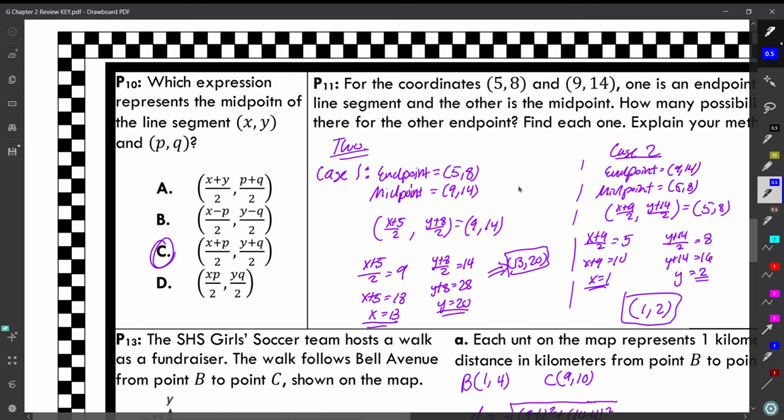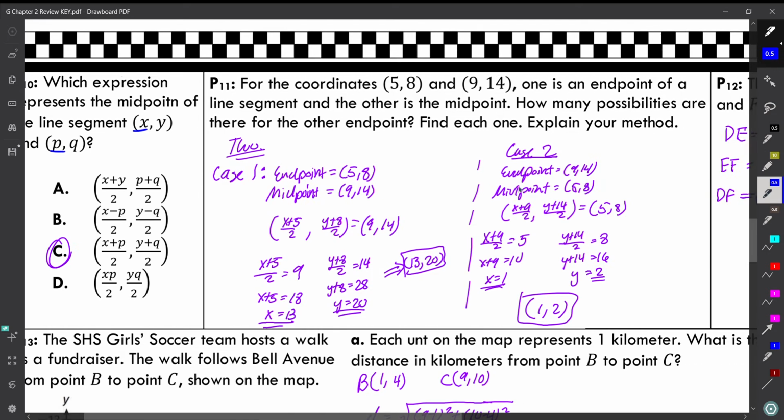Which expression represents the midpoint of the line segment XY and PQ? Okay, plug those into your formula. That's all I want you to do. So our X coordinates are X and P. X plus P divided by 2. The only one that has X plus P divided by 2 is C. I can stop there. I don't even have to check the Y's. They're going to be correct because there isn't anything else. Alright, so stop there, it's C.